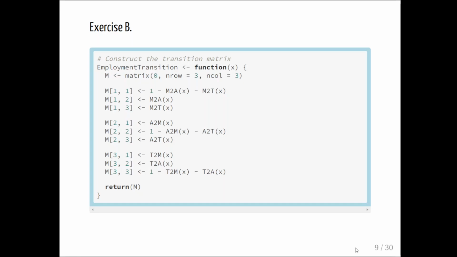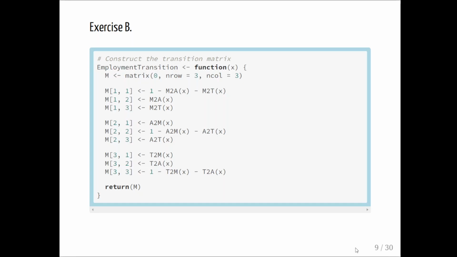So here is our transition matrix, employment transition. It's a function of x, and it will return a matrix when it is finished, and the input is age. So just working through it there, in the first instance we set up a little 3x3 matrix, and in the first instance it's just going to contain zeros.